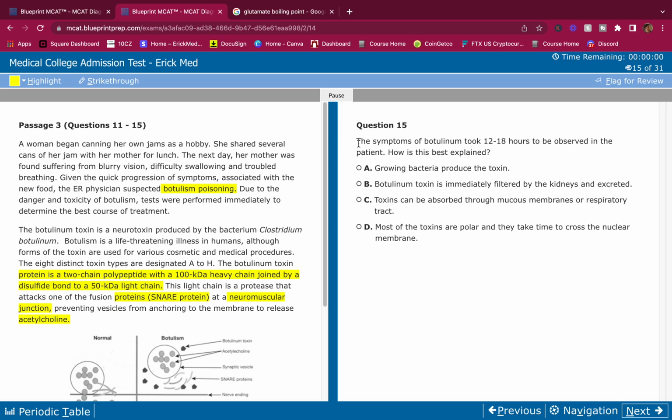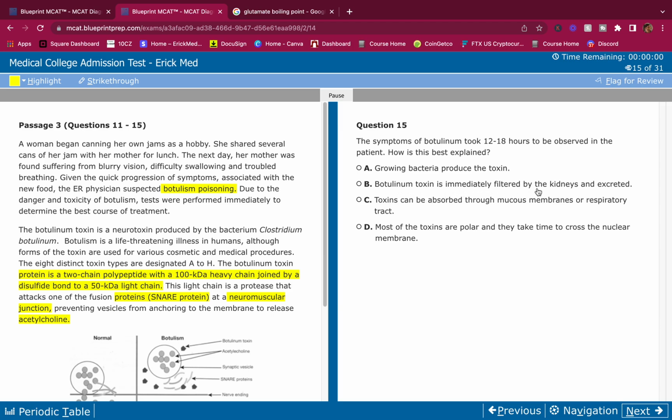Okay. Growing bacteria produce the toxin. That makes sense. It takes time for the bacteria to grow, and once they grow, they produce the toxin. And when we have that toxin, that's when symptoms arrive. Makes sense. Let's see if there's a better answer.